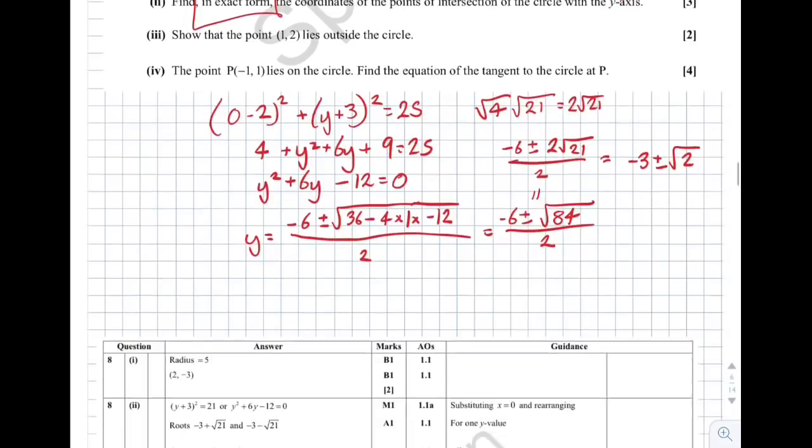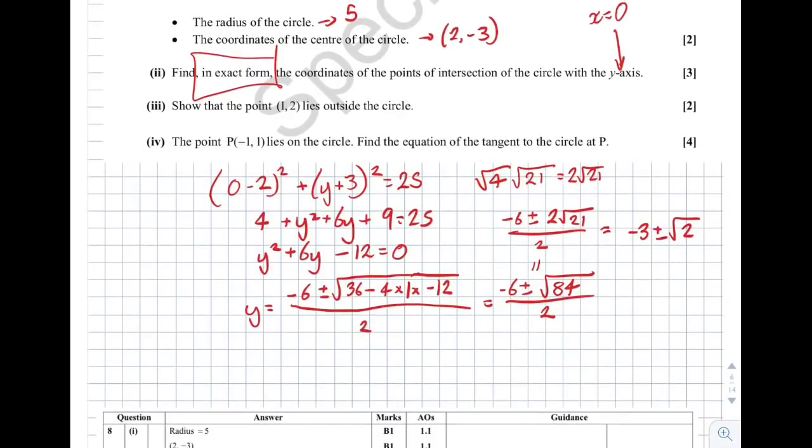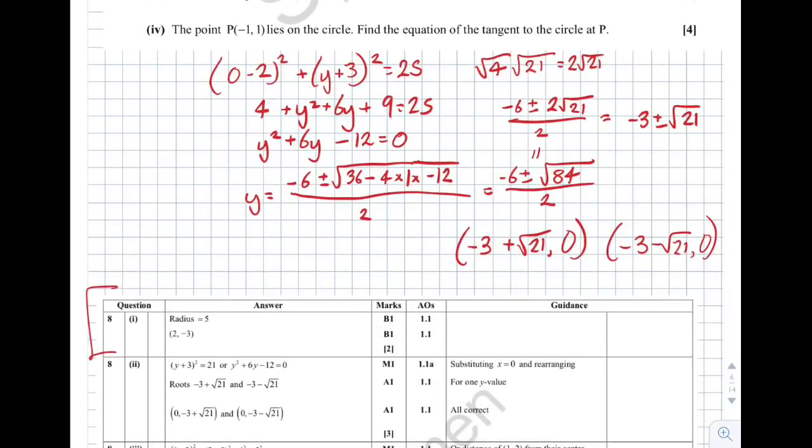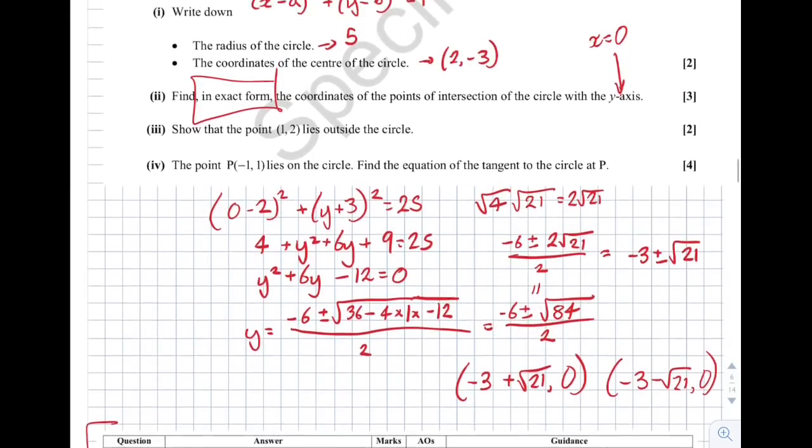Now we do have to write down the coordinates. So we know that y is 0. So it's going to be minus 3 plus root 21, 0, and minus 3 minus root 21, 0. Okay, let's look at the mark scheme so far. Part 1 is pretty bog standard, and then part 2, it's 1 for subbing x is 0 and rearranging, 1 for getting the roots, and 1 for getting the answers. Probably a simpler way is if we got it like this, we could have square rooted both sides instead of having to go into the formula, which probably would have been a little bit easier.